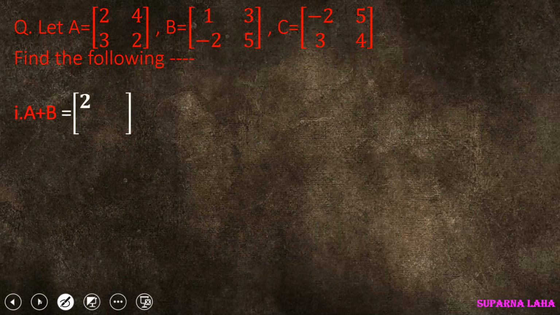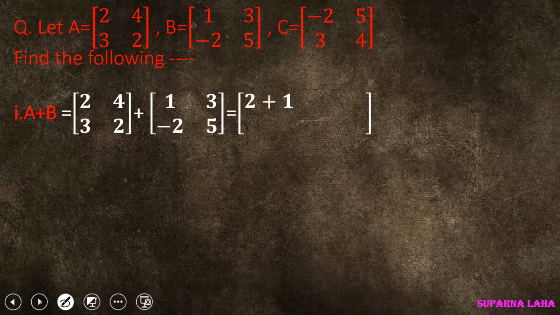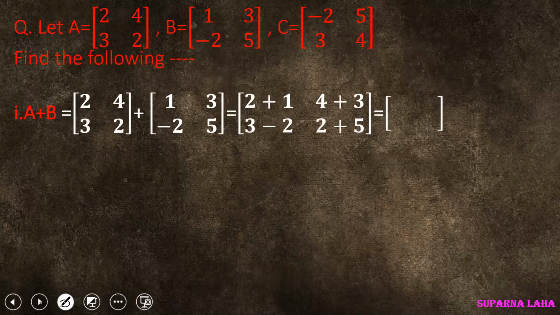So write down A first, 2, 4, 3, 2, and plus B, 1, 3, minus 2, 5. You need to add them. That means add their corresponding elements. 2 plus 1, 4 plus 3, 3 plus 2, 3 minus 2, 2 plus 5. And write down its value. 3, 7, 1, 7. That's the answer.